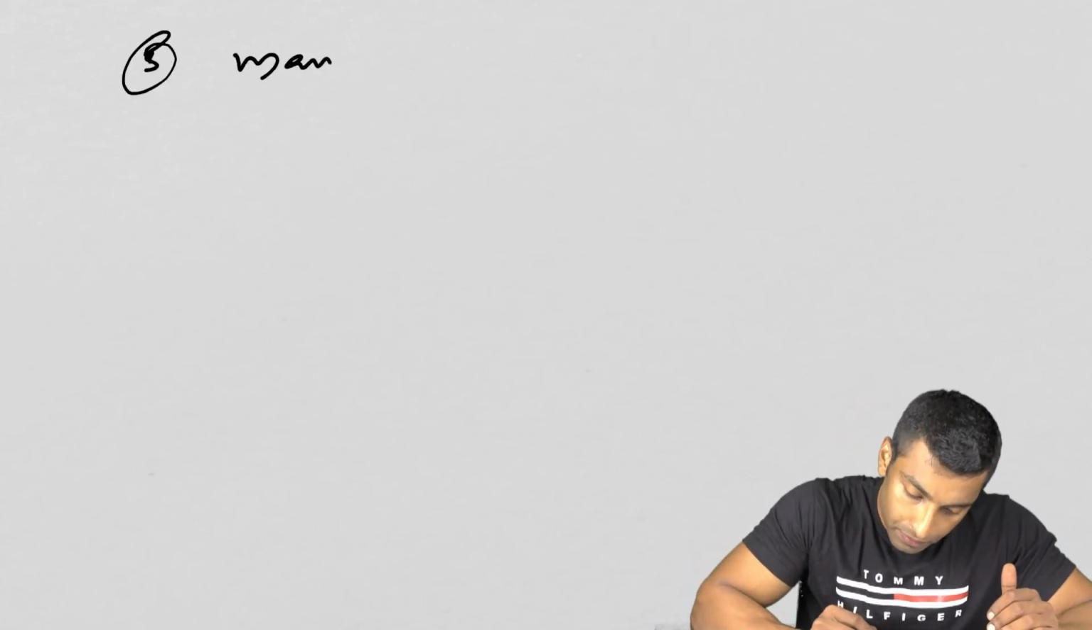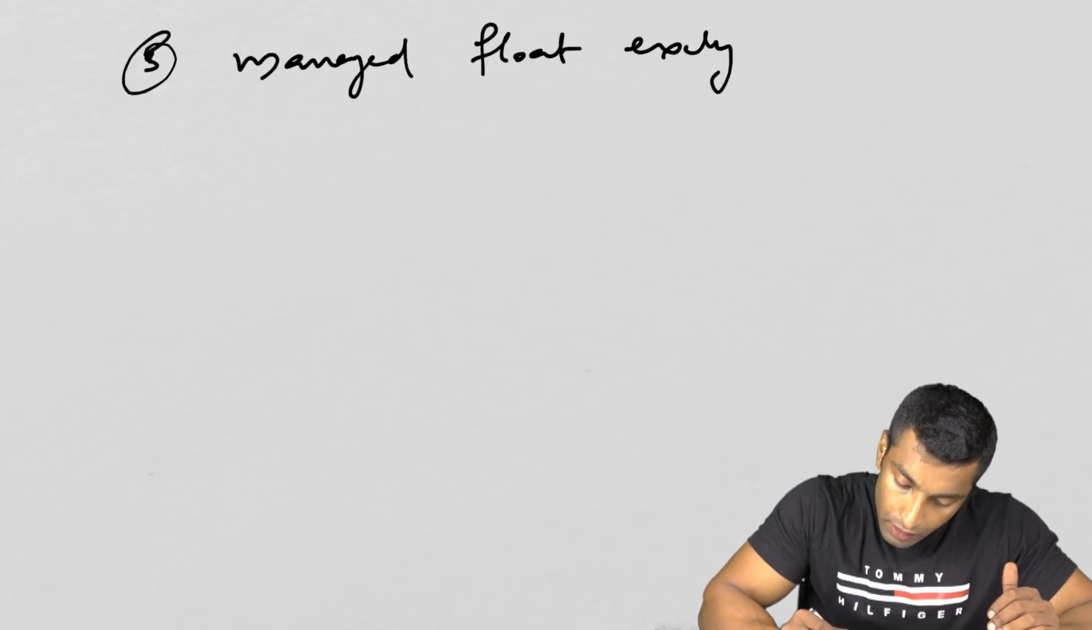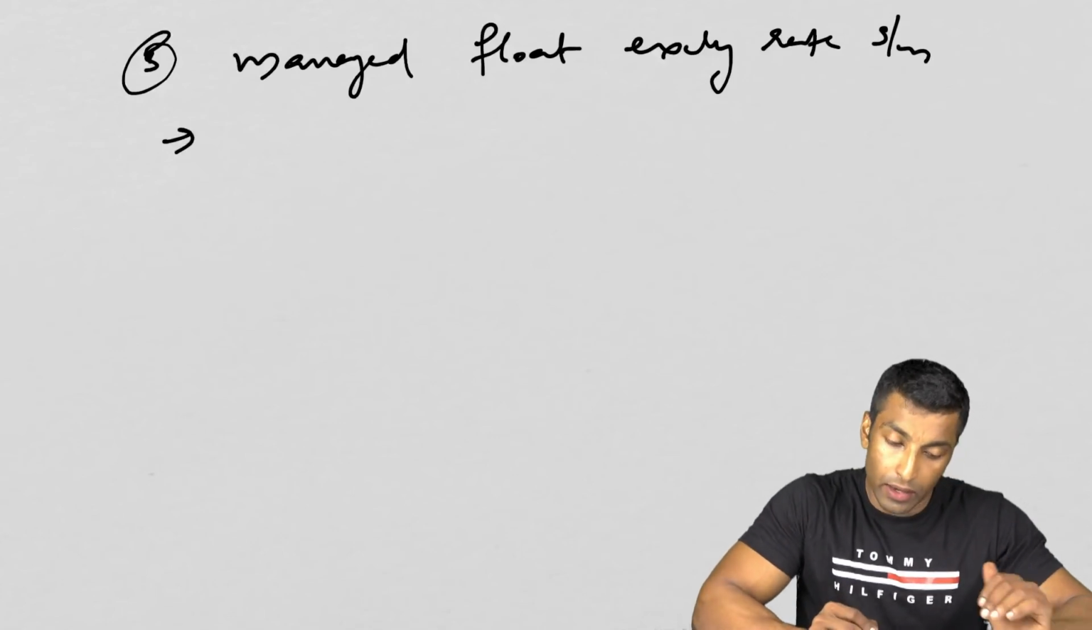Next one is what India is following, managed float exchange rate system. So our policy is not about completely floating, just like China is not about completely fixed. It was crawling peg. Like that, India is not totally floating, it is managed float. Okay, so the fifth one, managed float exchange rate system. I'll write it down.